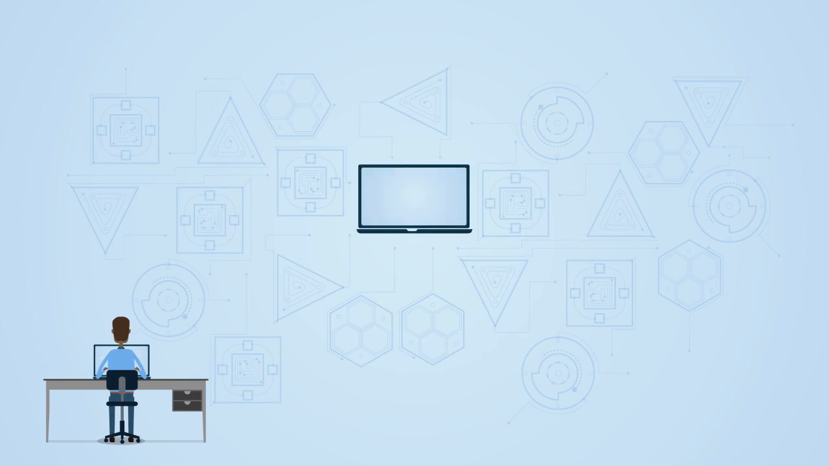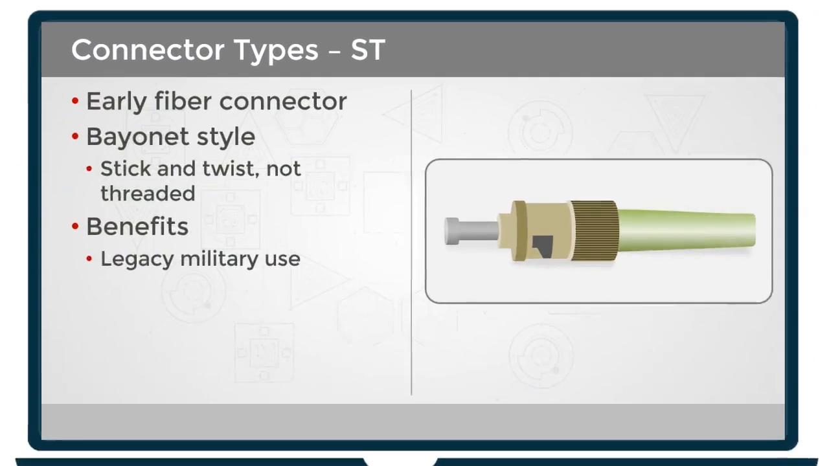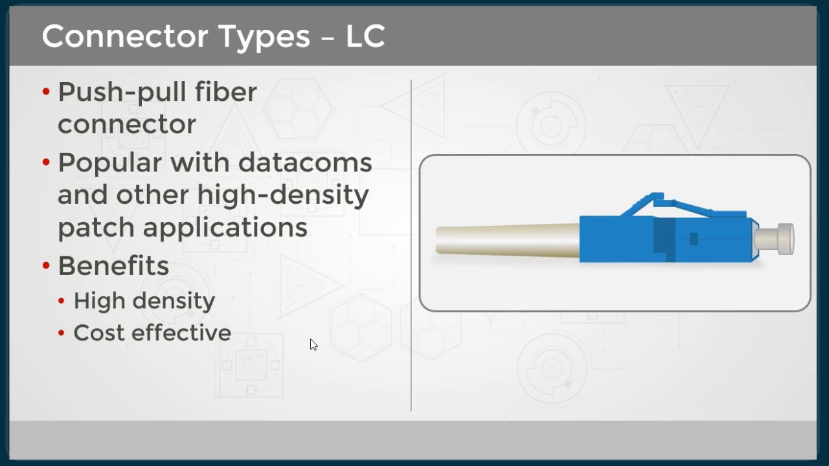Now in this presentation, we'll take a look at some of the standard connectors used in fiber optic cabling, beginning with the ST. ST stands for straight tip. Classic single and multi-mode fiber connector that uses bayonet locking features where there's a stick and twist method of connecting to an interface. The next type of connector is the LC.